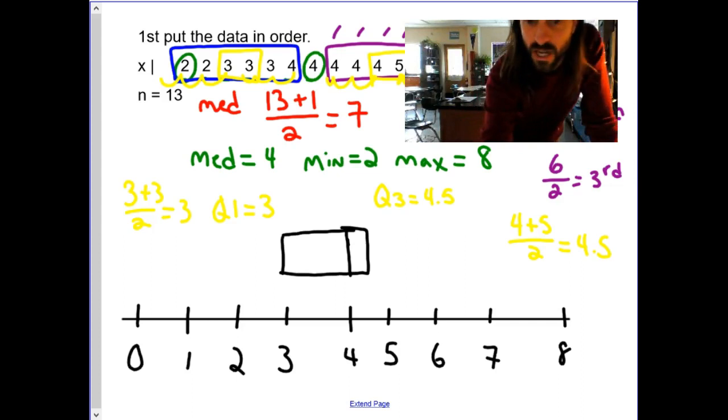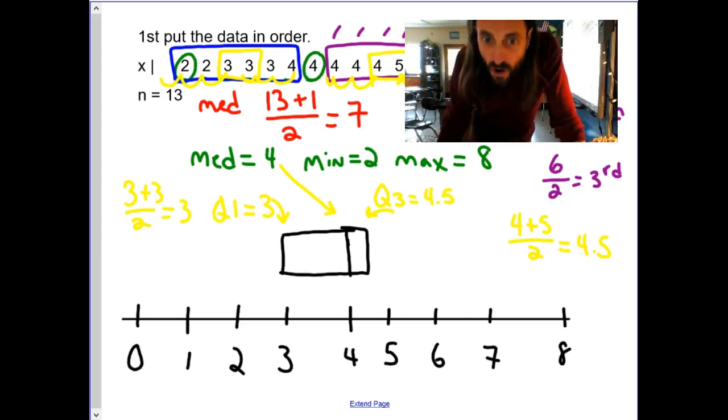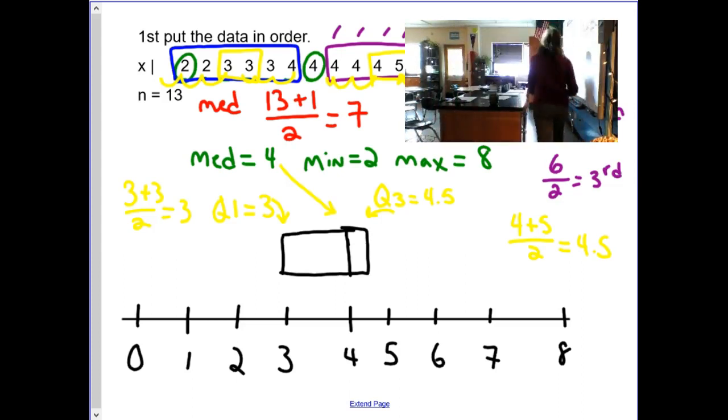So again, quartile 1 is right here. The median is right here. Quartile 3 is right there. All right. Now, continuing on, I need to put the whiskers. The whiskers go all the way to the minimum and the maximum value. And my minimum is 2. And this maximum is 8.